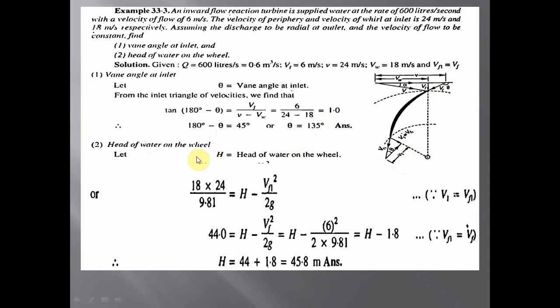So the head of water on the wheel: Vw times V divided by g, that is 18 into 24 divided by 9.8, which is equal to H minus Vf1 squared divided by 2g. Because Vf1 is equal to Vf, 44.0 is equal to H minus 6 squared divided by 2 into 9.8, that is H minus 1.8. Therefore H is equal to 44 plus 1.8, that is 45.8 meters.